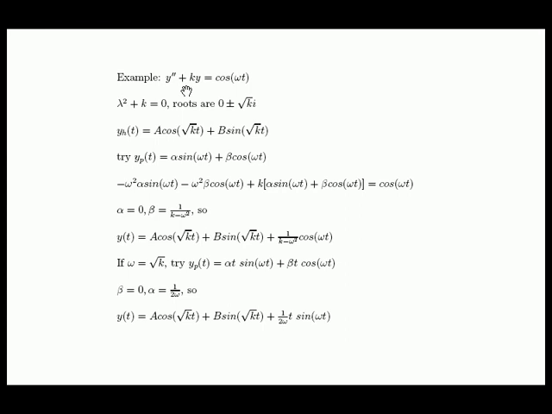Now, in a real problem, your friction will not be exactly 0. B won't be quite 0. So you can't ever get this exact resonance, but you can get close to it. Then if B is small and omega is close to the square root of k, you'll still get a large coefficient there. So you still get near resonance.